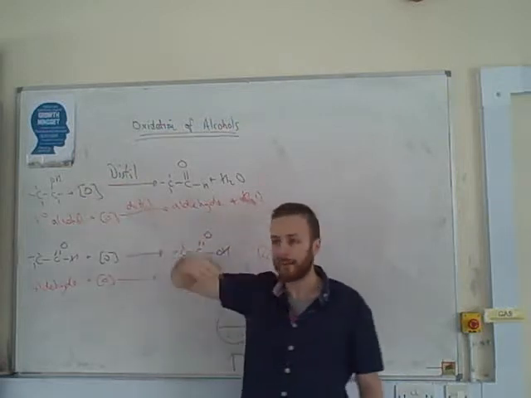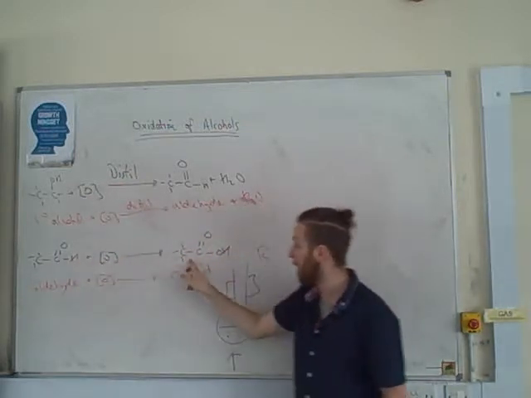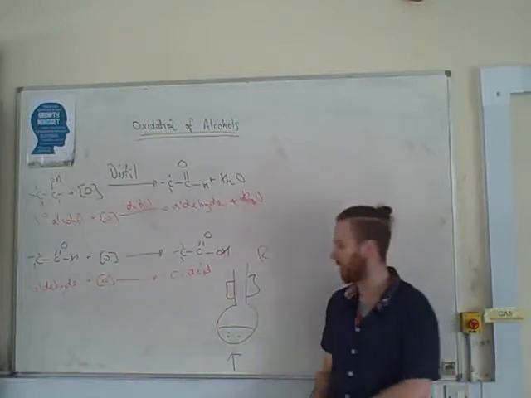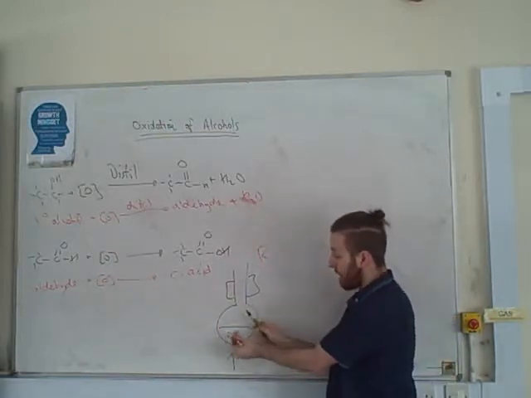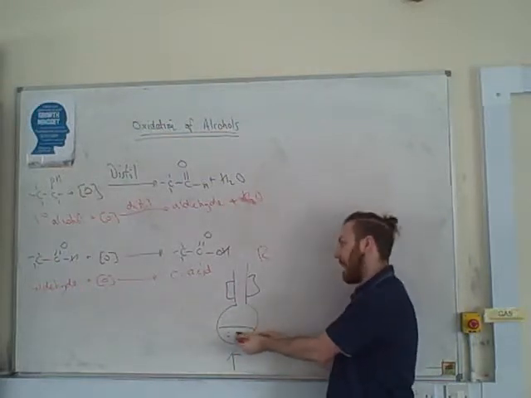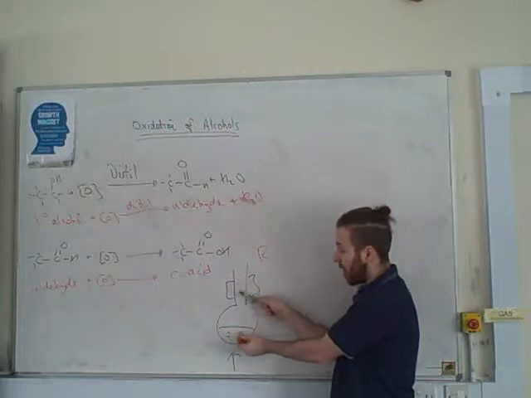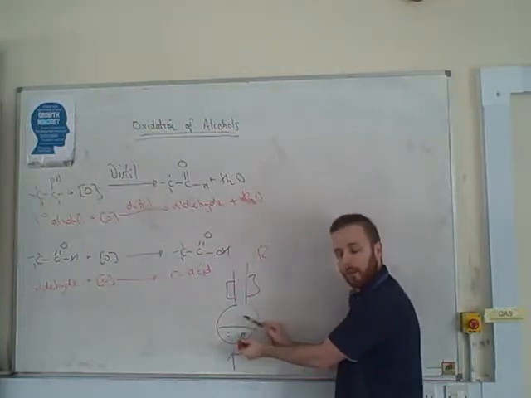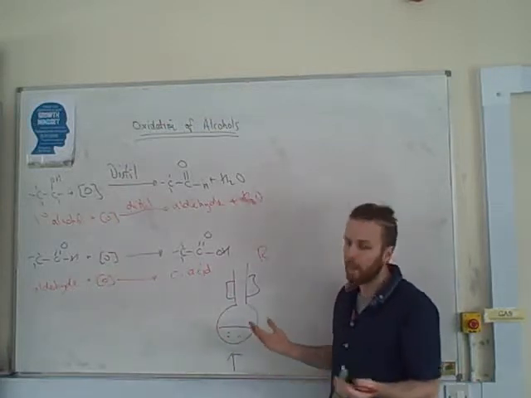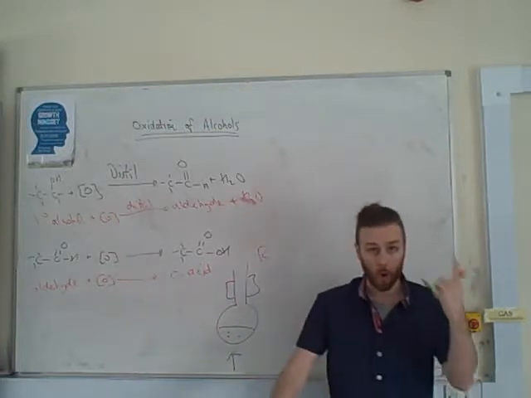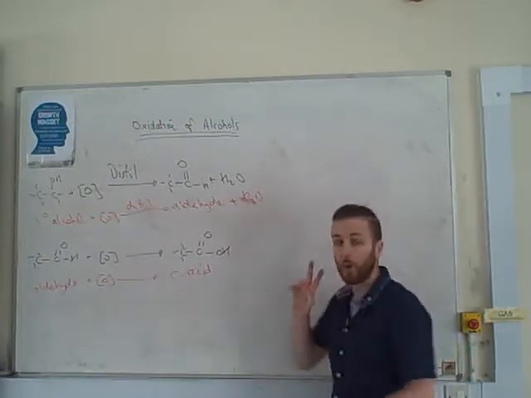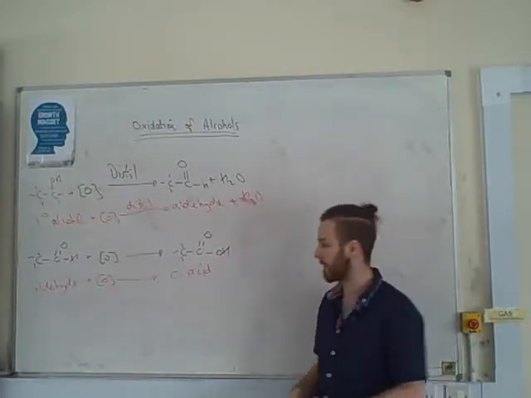Technically, you could add it back in to do it a second time to go all the way to a carboxylic acid. Have a look what happens with reflux though. If I was to reflux this, my primary alcohol would oxidize once into an aldehyde. My aldehyde would evaporate and condense back down into the reaction mixture. So it's going to oxidize twice. Basically, with distillation you get one oxidation, so partial. With reflux you get two oxidations, complete oxidation.